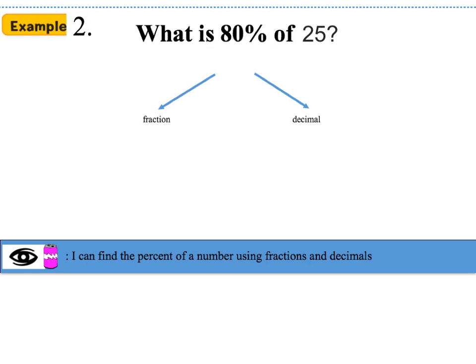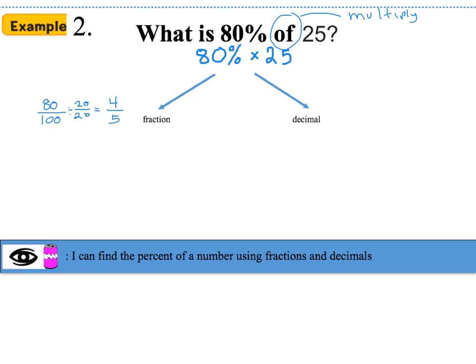For example 2, it's saying, what is 80% of 25? I know that the word of means to multiply. I'm going to do this the first way using a fraction. I can make 80% look like a fraction by placing 80 over 100. I can reduce that further by dividing the top and bottom by 20, just to make my numbers smaller. 80 divided by 20 becomes 4, and 100 divided by 20 is 5. So my reduced fraction is 4/5. Please know that 4/5 is the same as 80%.